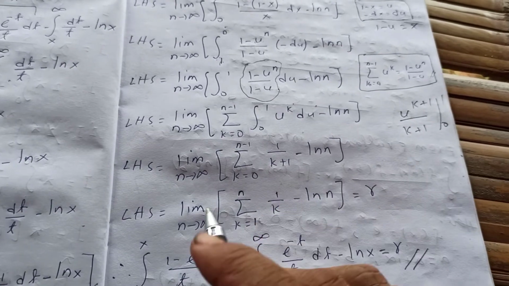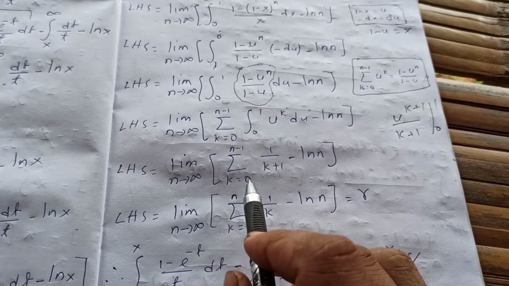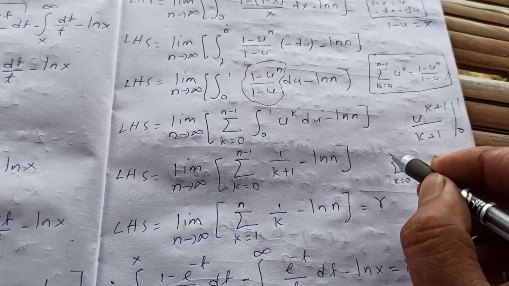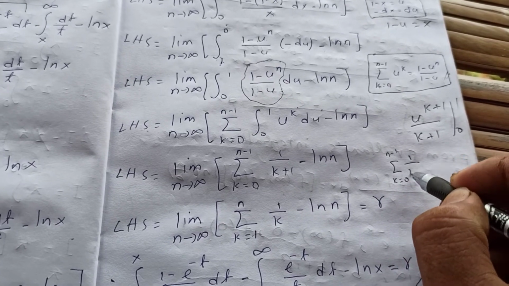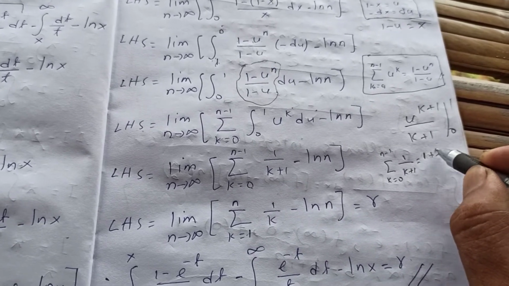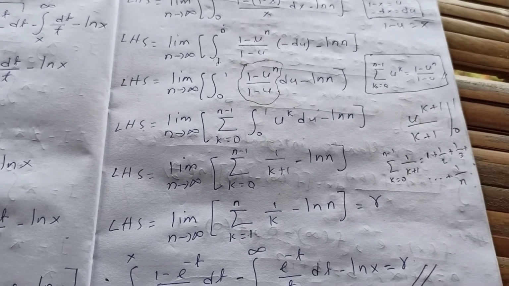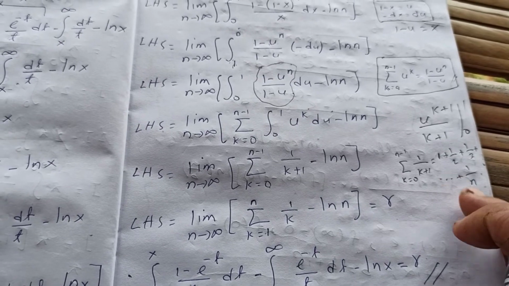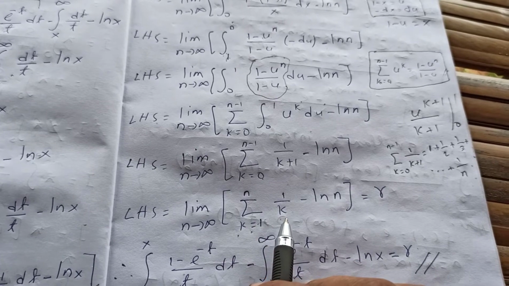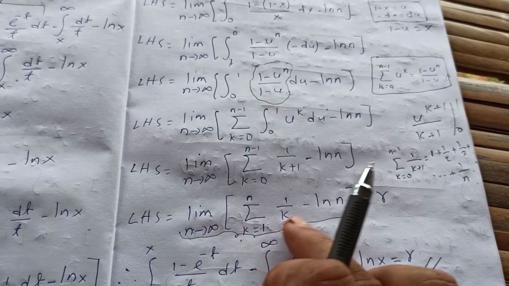Minus log n, which is the limit as n tends to infinity of the sum from k equal to 0 to n minus 1 of 1 over k plus 1. If you expand this, it will start from 1 plus 1 by 2 plus 1 by 3 and so on, plus 1 over n. So instead of writing this, I'm going to change it to the sum from k equal to 1 to n of 1 over k, minus log n. This is nothing but the Euler-Mascheroni constant.